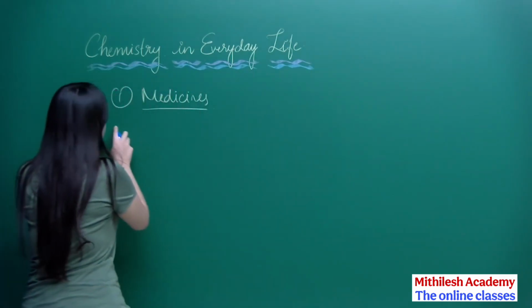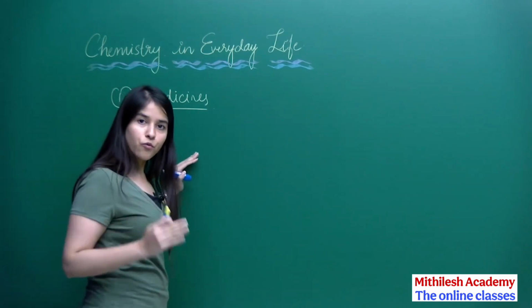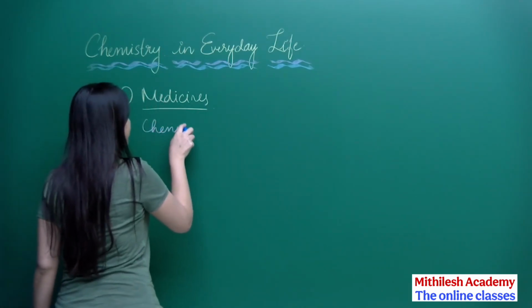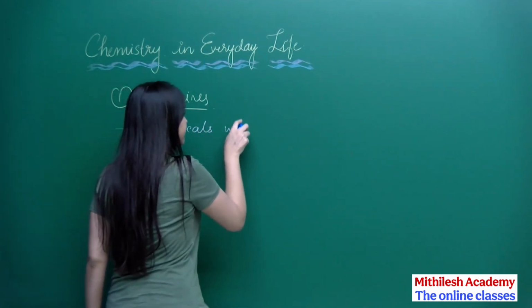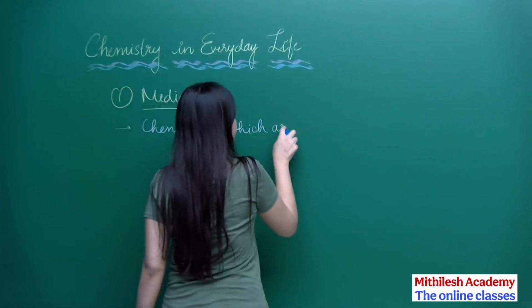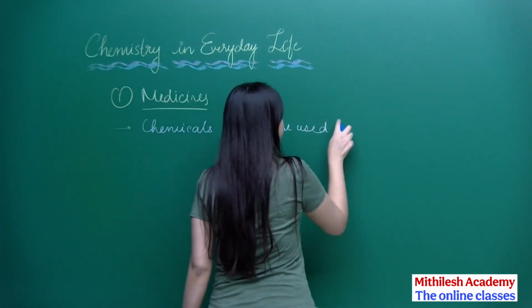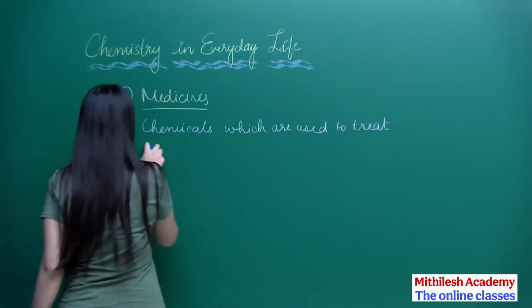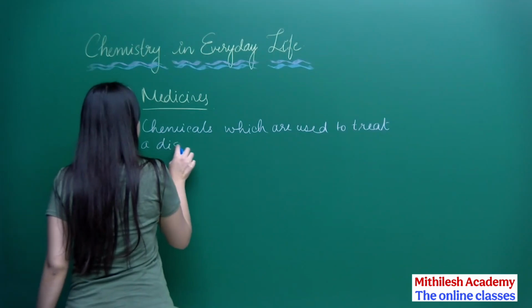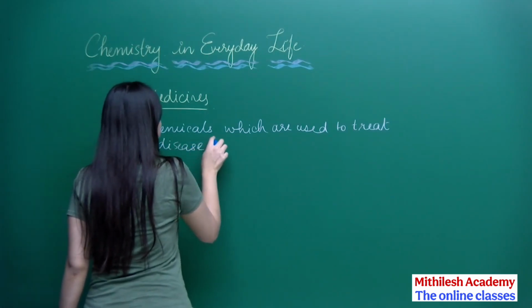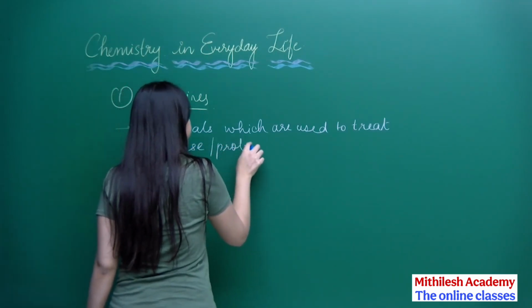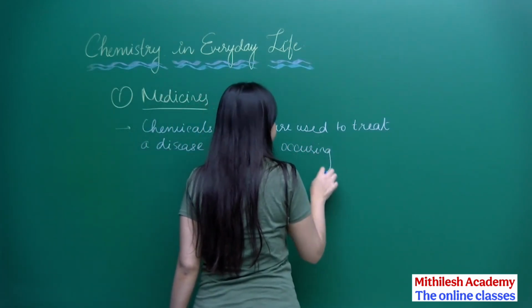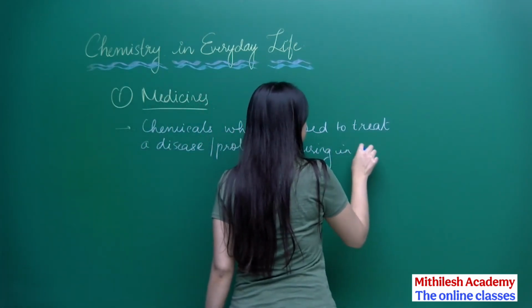Under the category of medicines, what is medicine basically? I've got a definition for that. The chemicals which are used to treat a disease or a problem occurring in a living being.